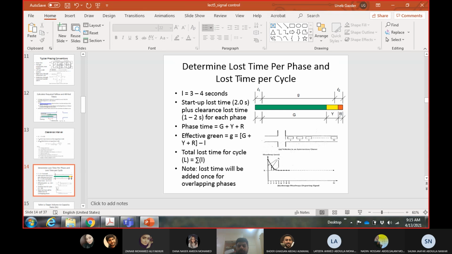Then the loss time, two types of loss times, startup loss time and clearance loss time. We already discussed clearance. Startup is the extra headway caused by the first few vehicles in the queue. Okay, and the recommended values are given, you can see here.